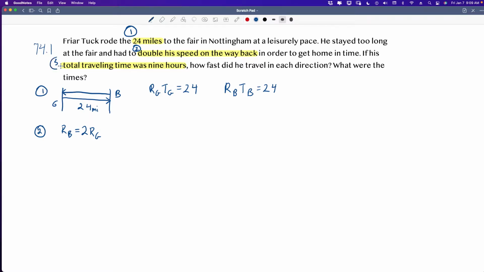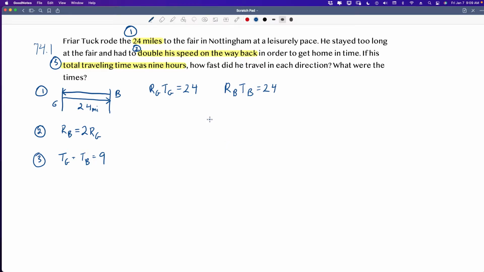Let's see what we can do with information 3. Information 3 tells us that his total traveling time was 9 hours. So there and back was 9 hours. That tells me that the time going plus the time back is 9 hours. We have all the equations we need in order to solve this. From those 3 bits of information, we were able to make all 4 of the equations that we need. So now let's go ahead and solve this.